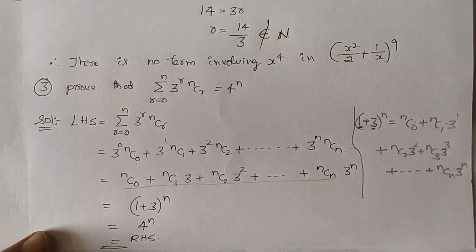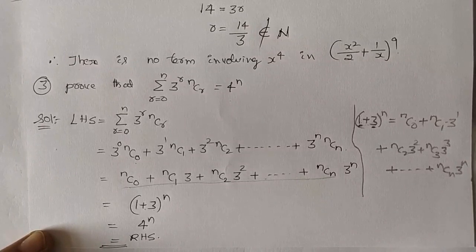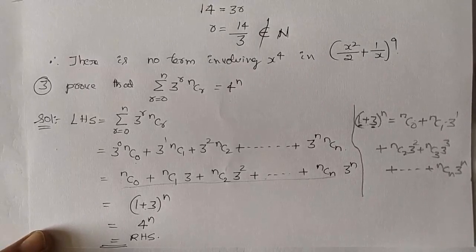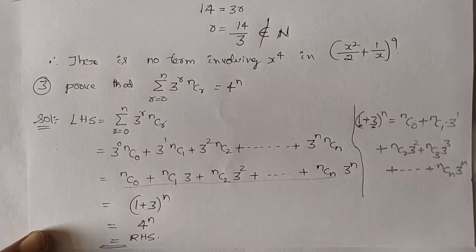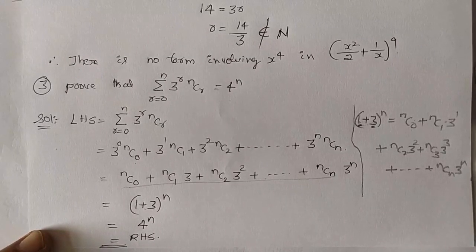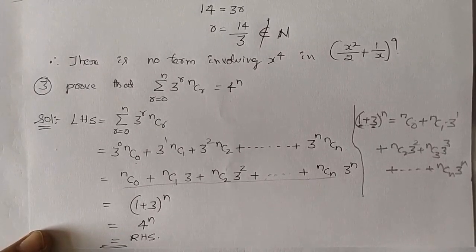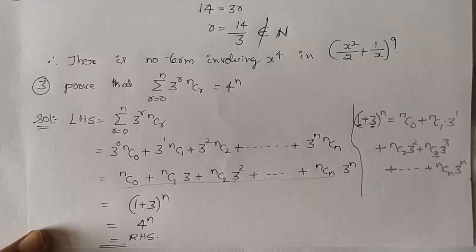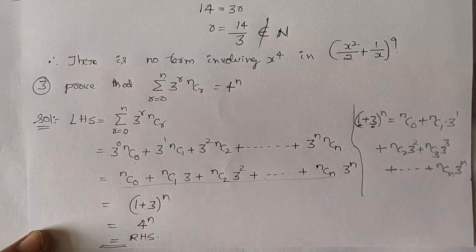Remember, this year the board has deleted some topics, so we cannot guess which question will appear in the annual examination. But I am 100% sure that in this chapter you will get one question, and that question will be state and prove the binomial theorem. Hence it is the binomial theorem.